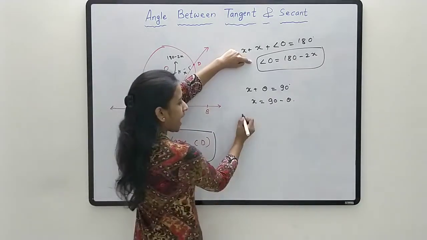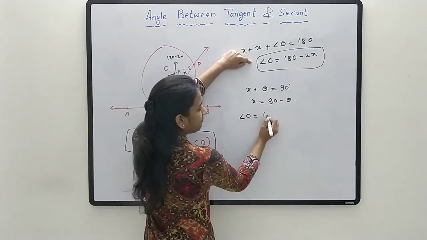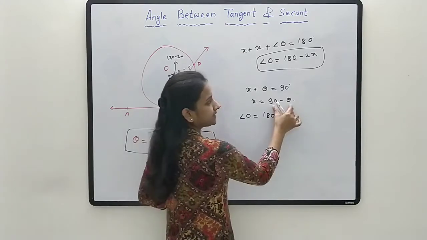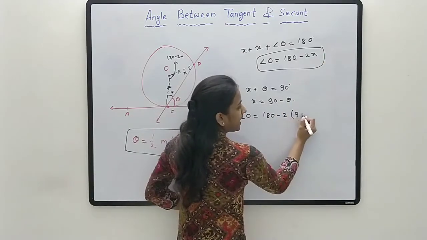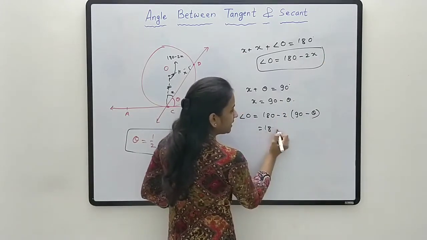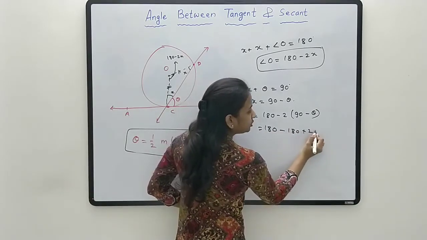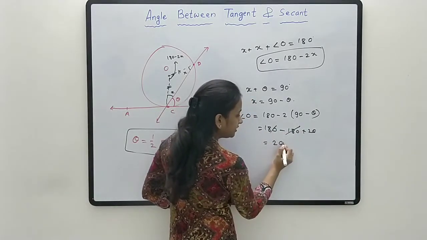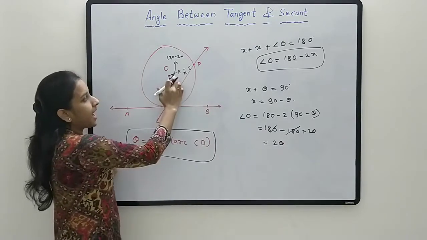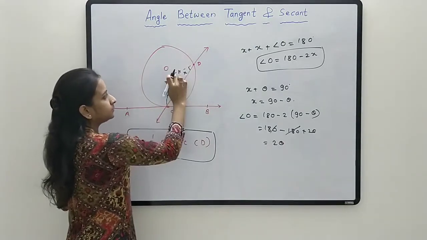So angle O, the angle at the center, is 180 minus 2x. So we can substitute this value, 90 minus theta. So this is 180 minus 180 plus 2 theta. This gets cancelled. This value is 2 theta. So the angle at the center is 2 theta.